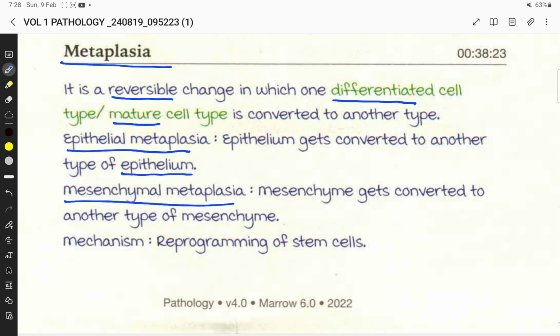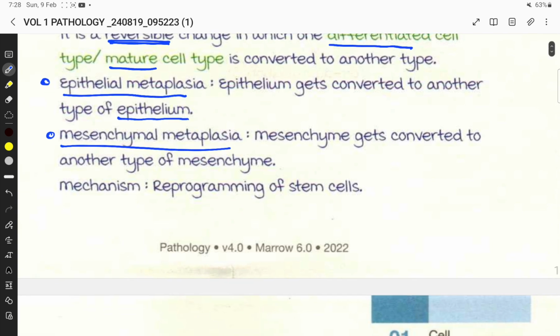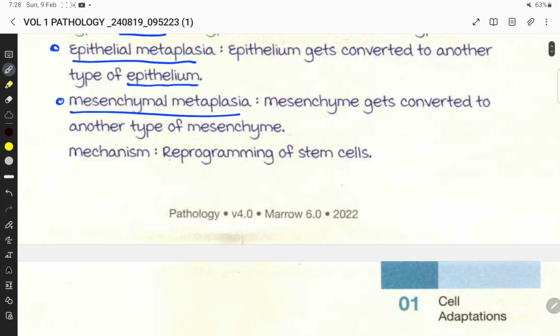There are two types of metaplasia: epithelial metaplasia and mesenchymal metaplasia. It is a reversible change in which one differentiated cell type changes to another type. Mechanism: reprogramming of the stem cells.